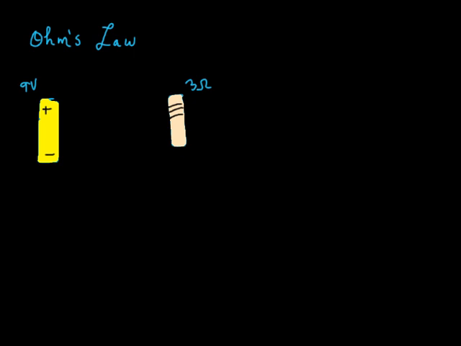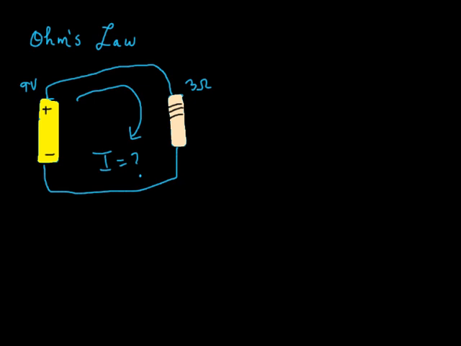Let's say you have a 9-volt battery connected to a 3-ohm resistor. How much current will flow through the resistor? By rearranging the formula we get our answer to be 3 amps of current.